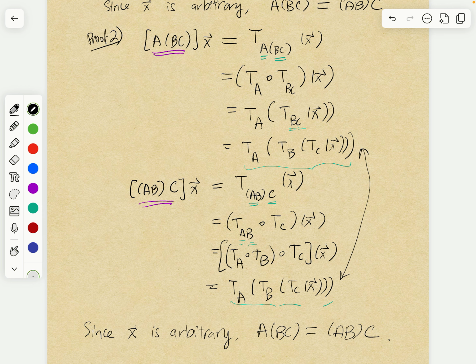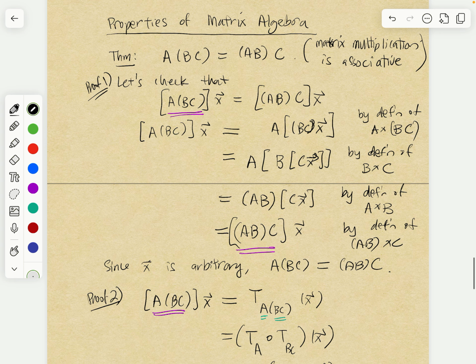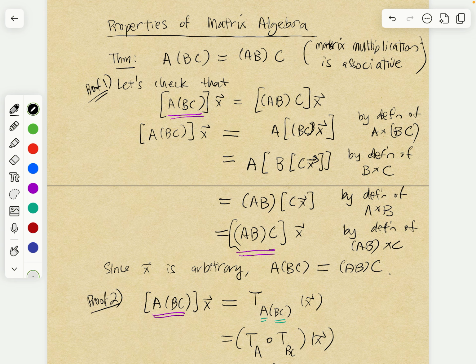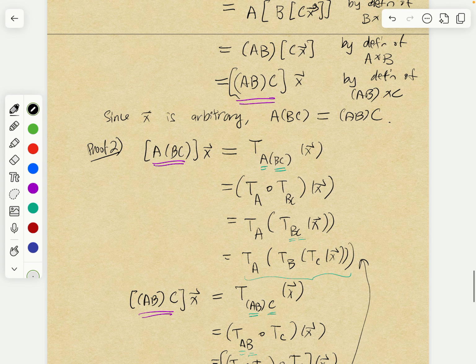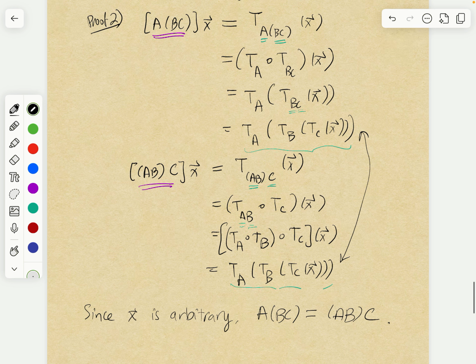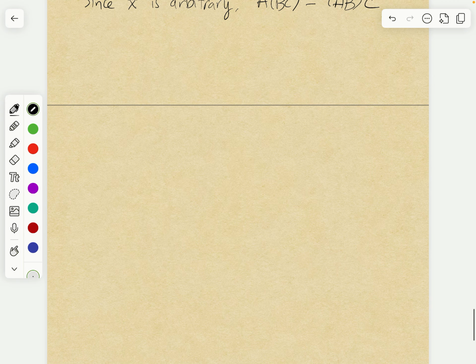So you can think about it in one of two ways. They're pretty related, though, this first proof and the second proof. I mean, the point is to think about what happens when you multiply these matrices by a vector X and check that you get the same thing. Okay, so that's one property. Matrix multiplication is associative.